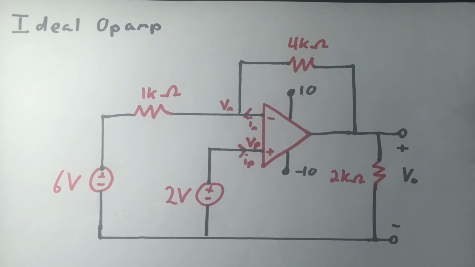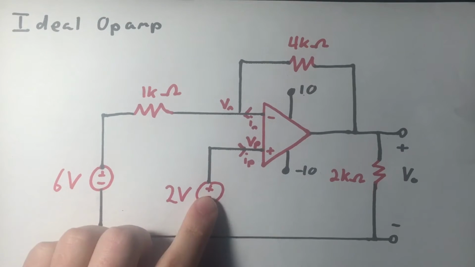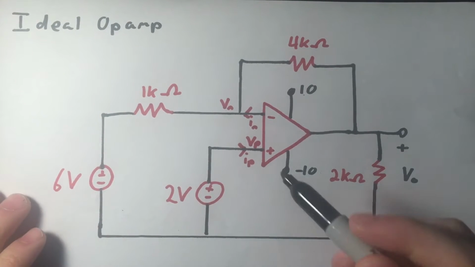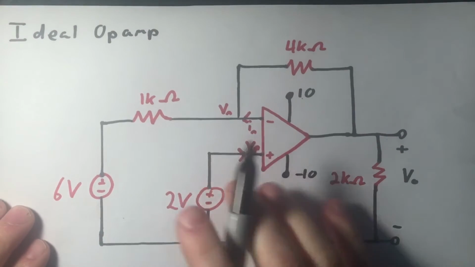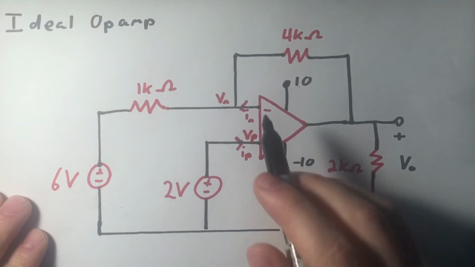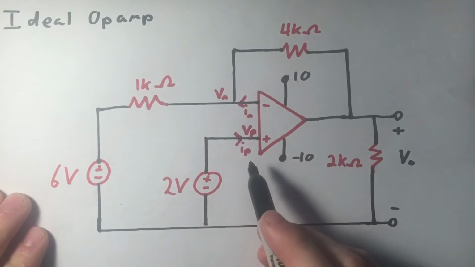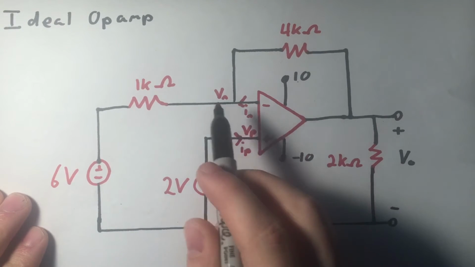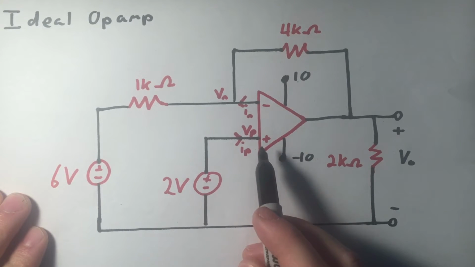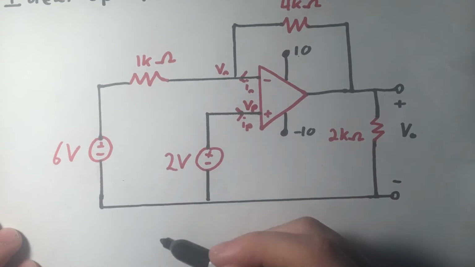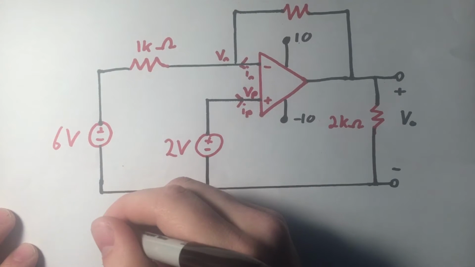Okay, so in this video we are going to solve an ideal op-amp with two different voltage sources. Since we know it's ideal, we can assume that Vn is equal to Vp, or that V minus, V negative, is equal to V plus, V positive. And we'll write that down here.